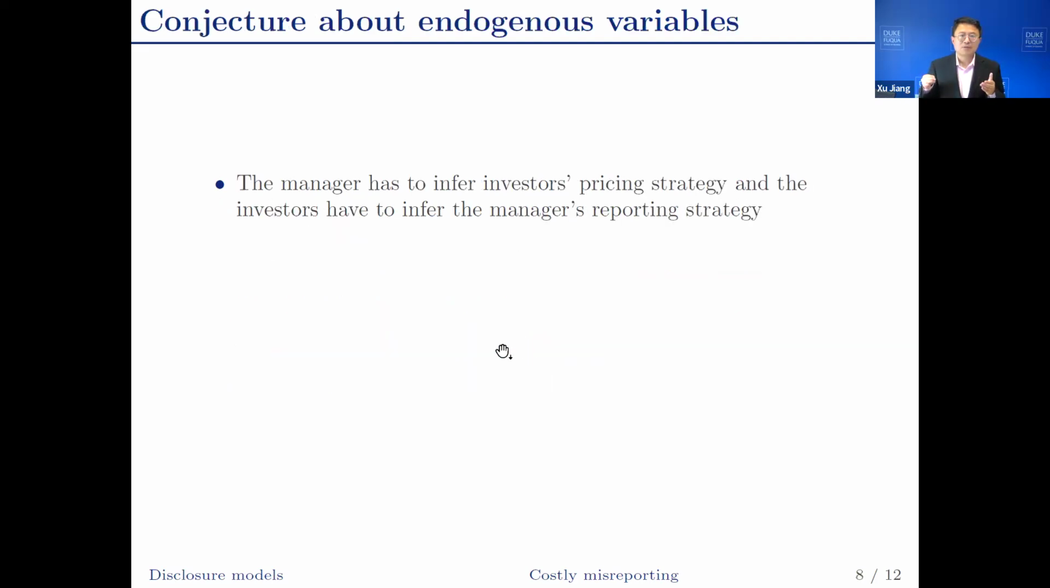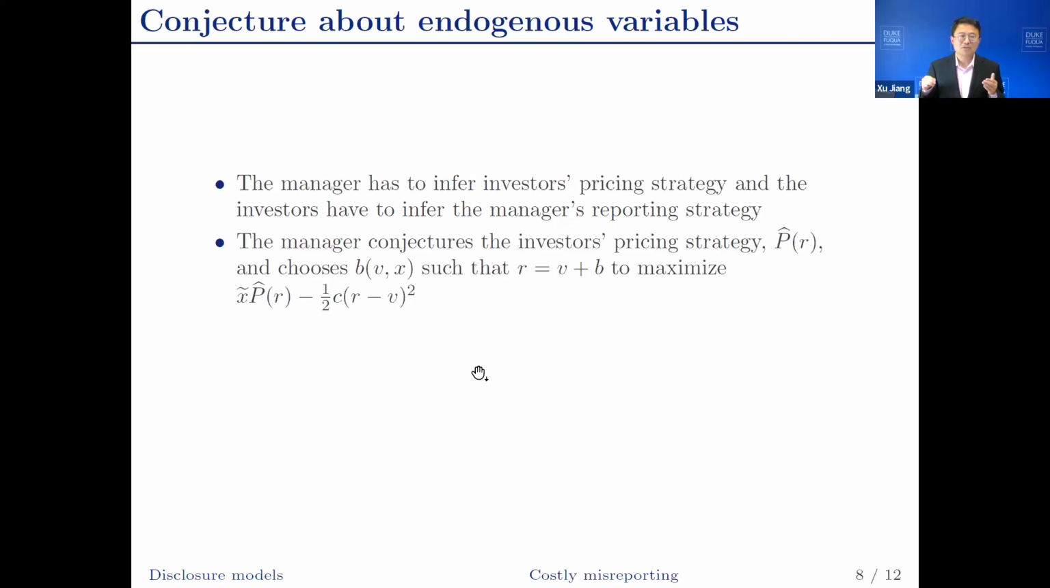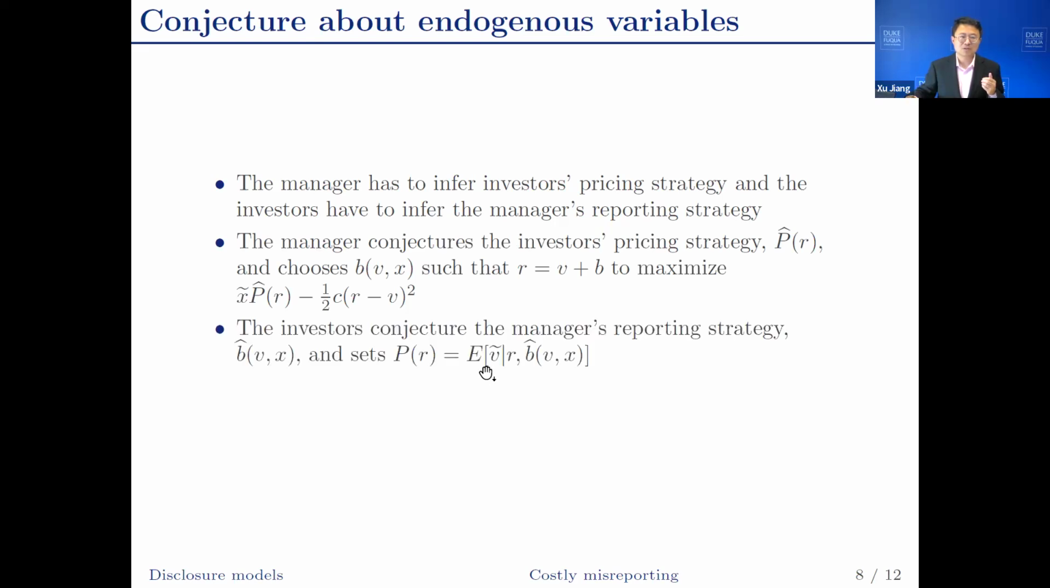The manager has to infer investors' pricing strategy, and investors have to infer the manager's reporting strategy, because investors' pricing strategy is endogenous and the manager's reporting strategy is endogenous. So for endogenous choices, you have to make inferences. The manager conjectures investors' pricing strategy, takes that as given, and chooses the misreporting, which is a function of v and x, two pieces of information that the manager knows about, to maximize the manager's objective function.